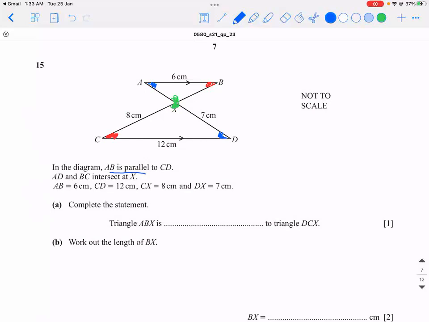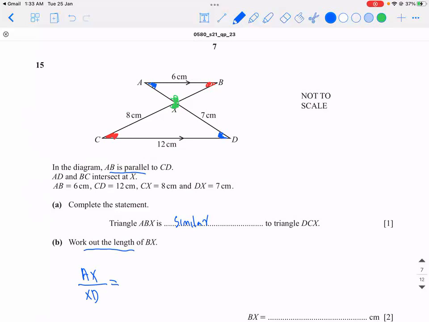Triangle ABX is similar to triangle DCX. It's very simple. Now work out the length of BX. What is the speciality of two similar triangles? The ratio of the corresponding sides is always equal. So which are the corresponding sides? What is the corresponding side of AX? The corresponding side of AX would be XD, right? So AX divided by XD would be equal to what is the corresponding side?